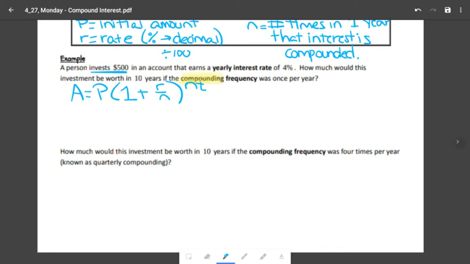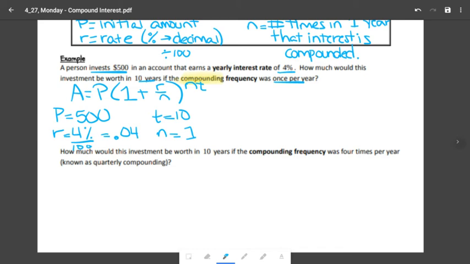We are investing $500, so that is our P value. We have an interest rate of 4%. So R, the 4%, we are going to divide it by 100 and make it 0.04. We want to see the investment after 10 years. So T is 10. And the compounding frequency, that's the N, is once per year. So N is 1.